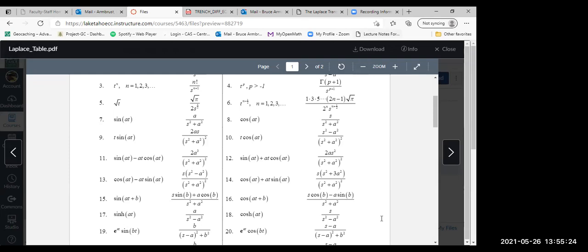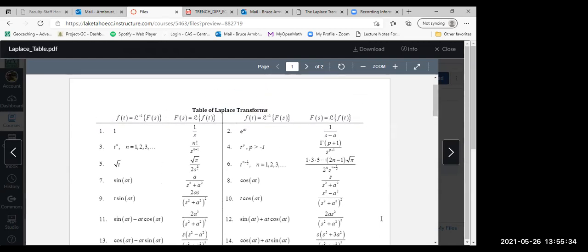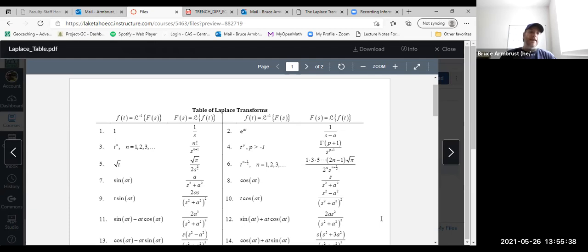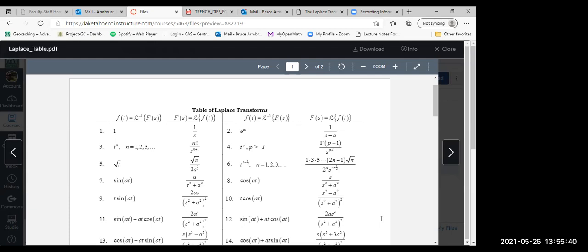I have a quick question. At the top of the screen, it shows the Laplace transformation and the function. Why is the Laplace symbol exponentiated to the -1 power on the left? We'll talk about that later. We'll get there.